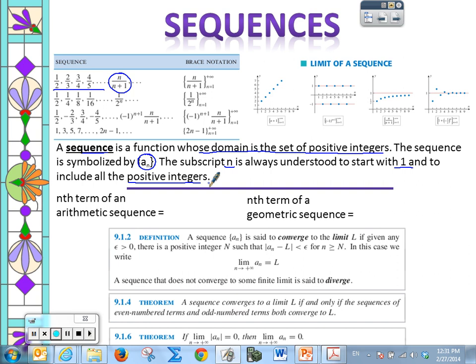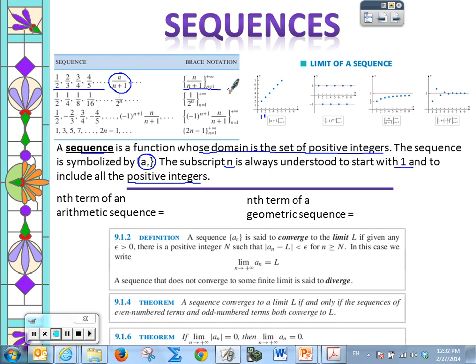If we were to graph a sequence, it would be basically individual points. It's not a continuous thing. When n is 1, we would put the value of the first term. When n is 2, we'd plot the value of the second term. It will be just individual points. So that's what it would look like if it were graphed. This is called brace notation. It's just a way to write a sequence, just notation that you should be familiar with.